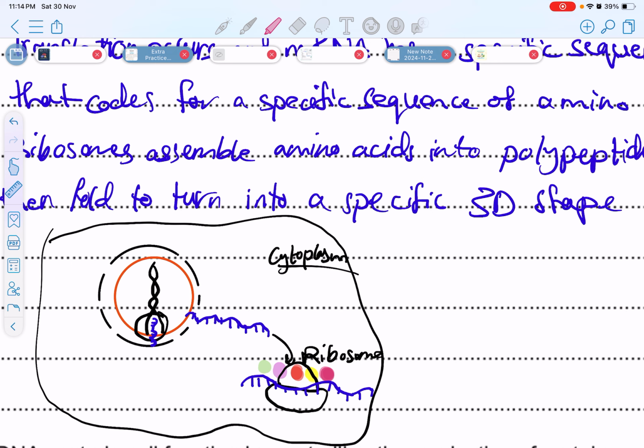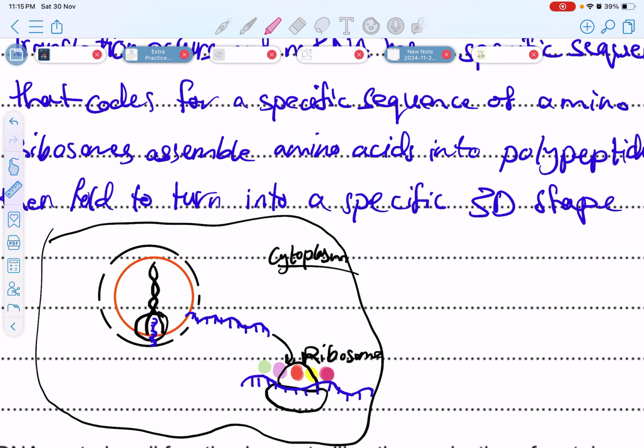Because of that, we say that the mRNA has a specific sequence of bases that codes for a specific sequence of amino acids. Why do we mention specific? Because not all the mRNA are going to code in the same way. It depends on the base sequences in them.